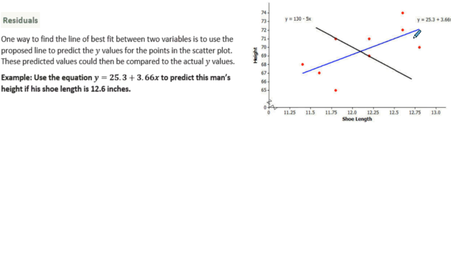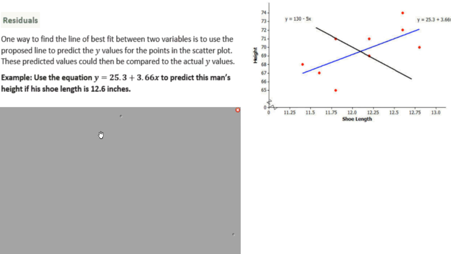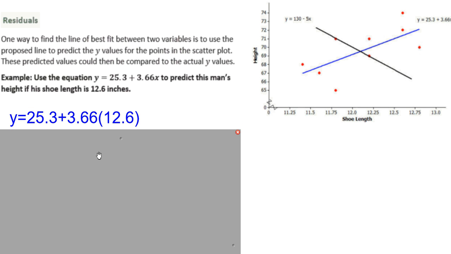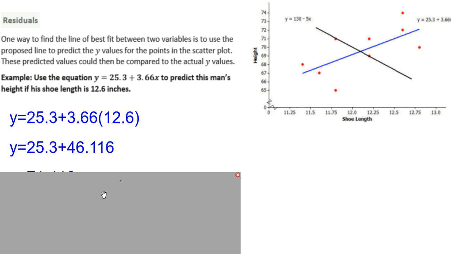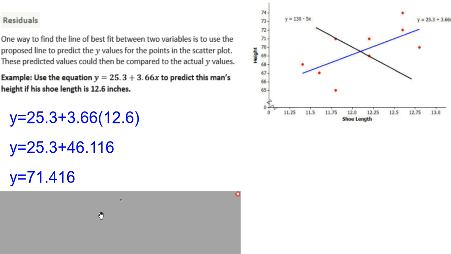Well, if we know the shoe length, that's our input, that's x. We could substitute it into the equation and find the predicted height of the individual. So let's do that. If I substitute in my 12.6, and I follow my order of operations, doing my multiplication and then addition, we would end up with 71.416 inches. So again, that's based on the fit equation that we were given.